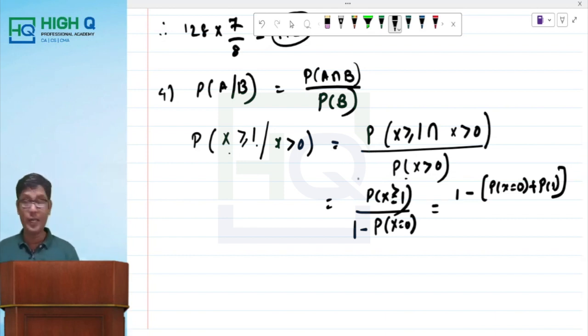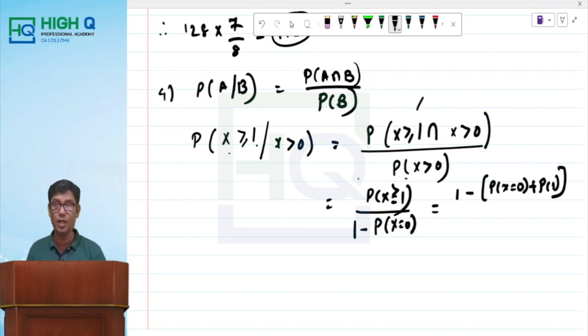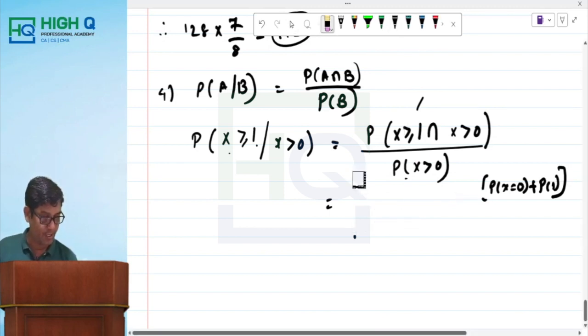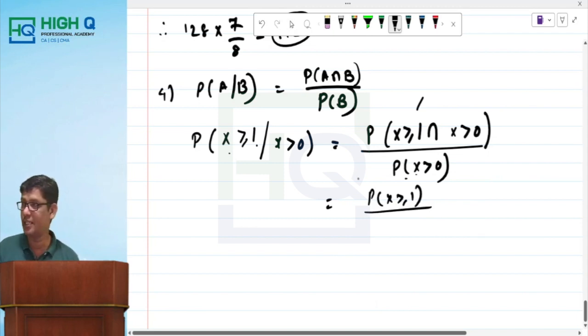Listen here. What does x greater than or equal to 1 mean? 1 and more than 1. What does x more than 0 mean? 1. From 1 onwards it will start, 1, 2, 3. So it is nothing but x more than or equal to 1 only. What is x more than or equal to 1? 1, 2, 3, and so on. It is nothing but 1 minus x equal to 0. If you ask me, both are the same only. This is also P of x more than or equal to 1. What is meant by greater than 0? I am getting 1.